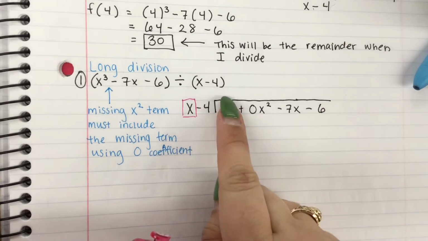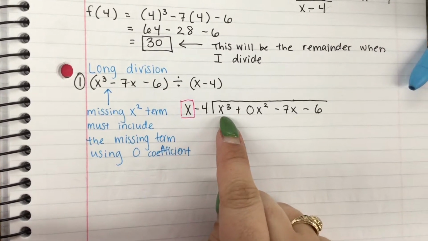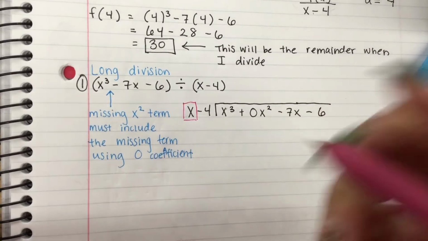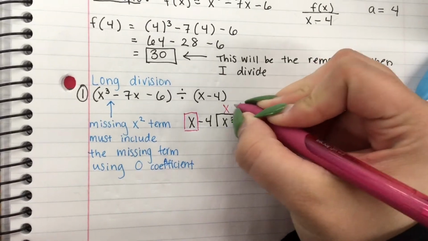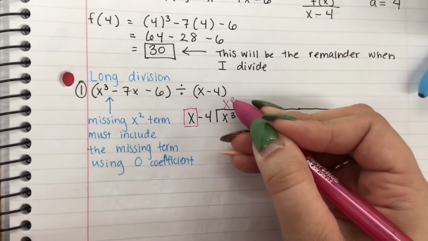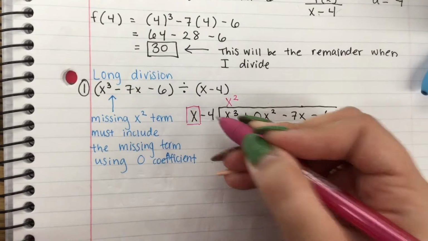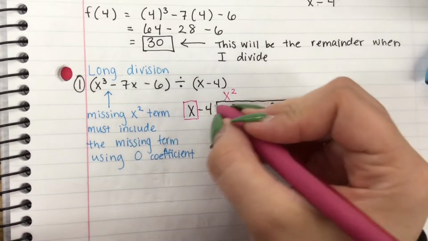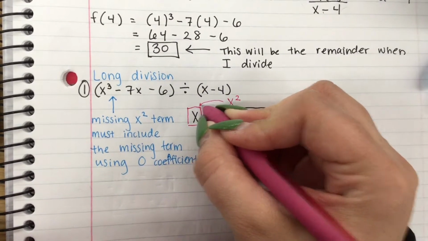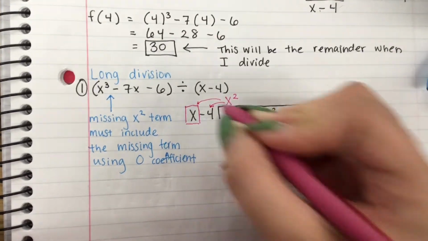So first, I just want to look at these first terms, and I want to ask myself, what can I multiply by x to get x cubed? Well, I can multiply x squared times x to get x cubed. It would be beneficial to line up those x squares. So just on your own paper, put the x squared term over the x squared term. It will help you in the long run.